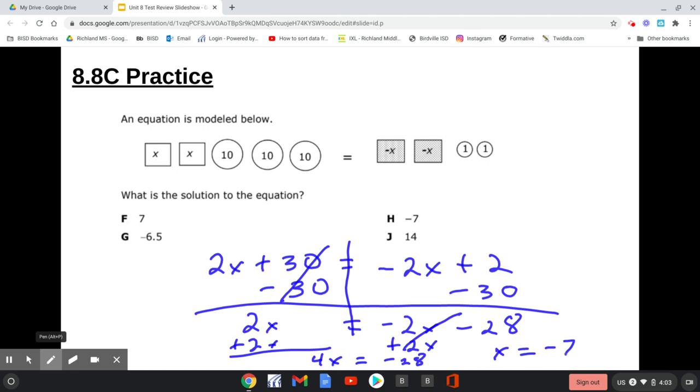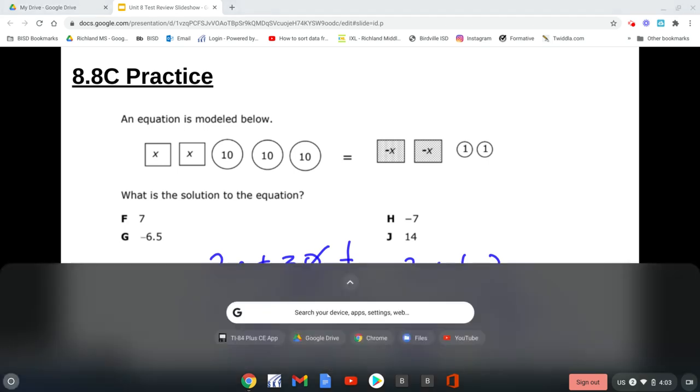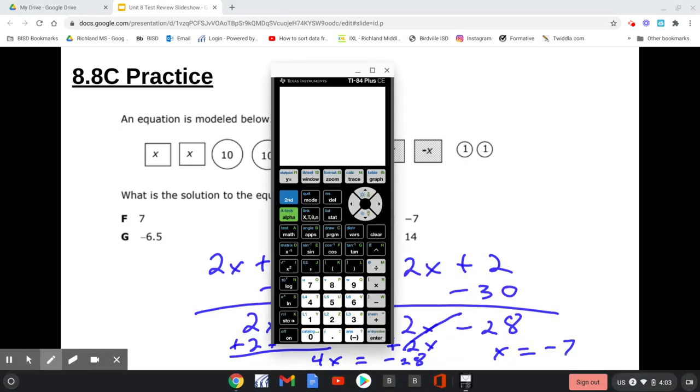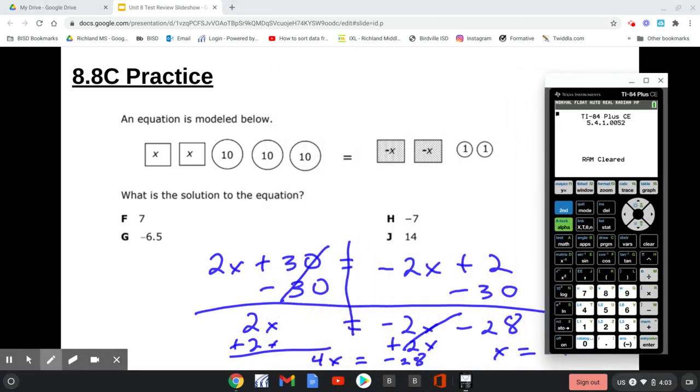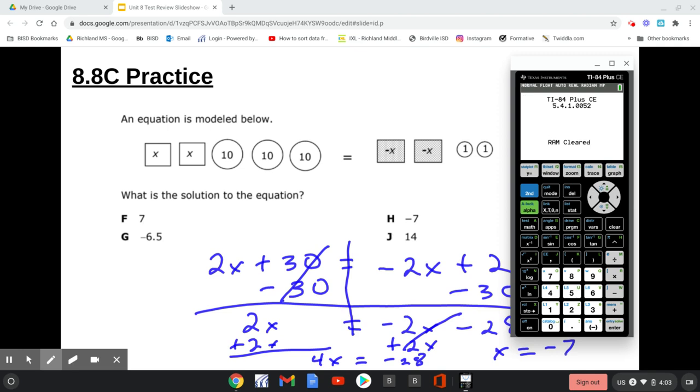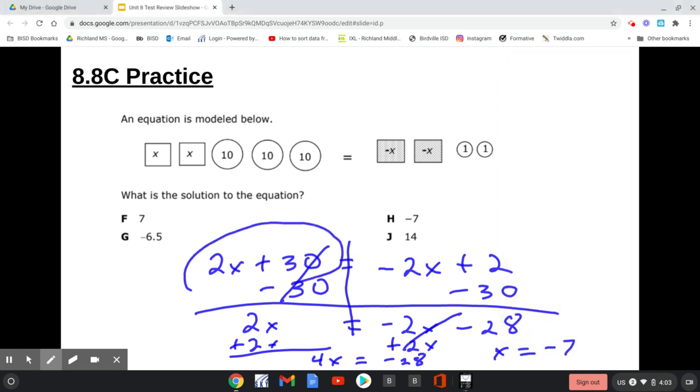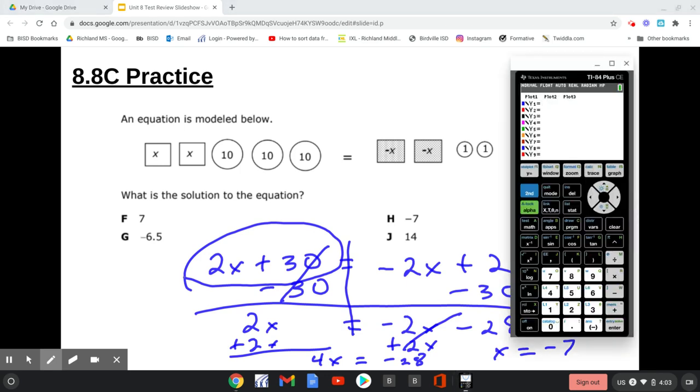Don't worry about that if you get too confused, because we're going to use the calculator and get the same answer by doing the following. Here we go. Everything's cleared. We're going to hit y equals. We're going to put the first part of our equation in the calculator. We're going to put 2x plus 30. We're going to hit enter. When you see the equal sign, you hit enter.